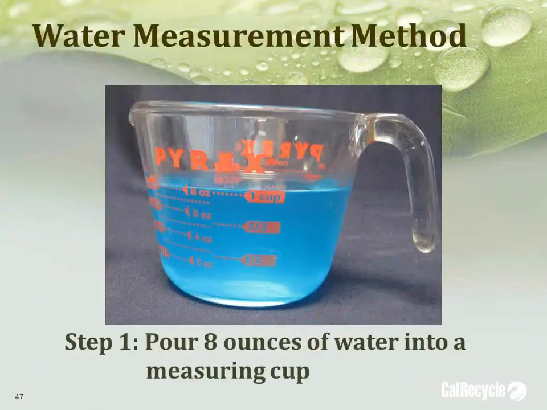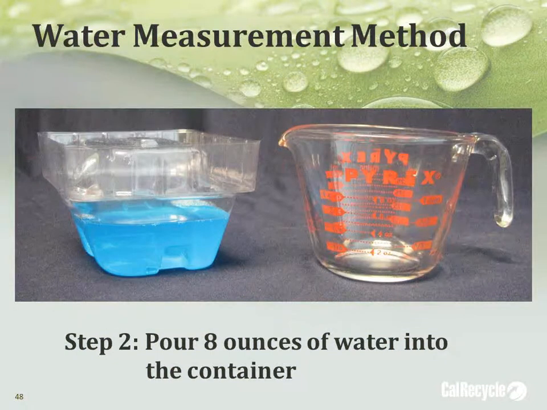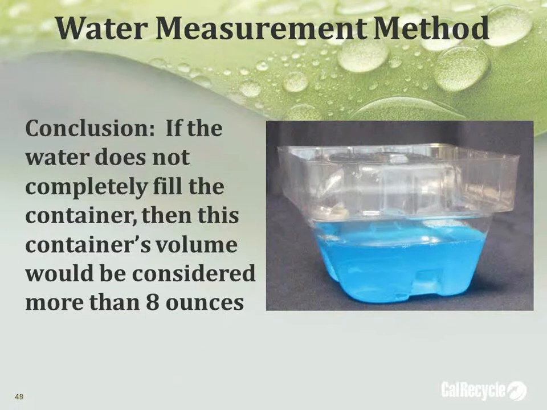Using this technique helps to evaluate a container that is very close to 8 ounces. Using a standard kitchen measuring cup, measure 8 ounces of water. Next, pour the water into the empty container. Be sure to fill in all the spaces. In this case, we have found that there is room for more water. Using this method, the container has a volume greater than 8 ounces.